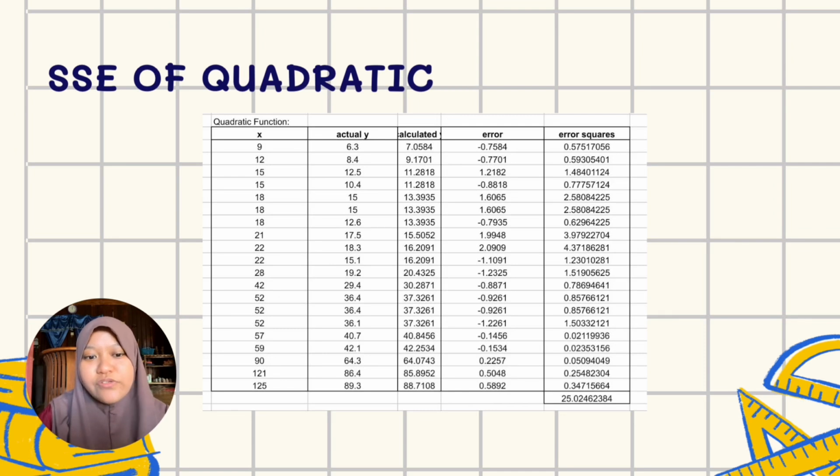Next, we need to find the error by subtracting the actual value from the calculated value. Since some errors are positive and some are negative, we need to square each error to make all values positive and to emphasize larger deviations. These values are shown in the error square column. Then we add all of the square errors together to obtain the sum of square error.